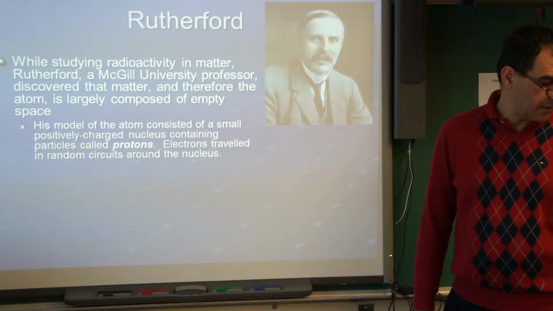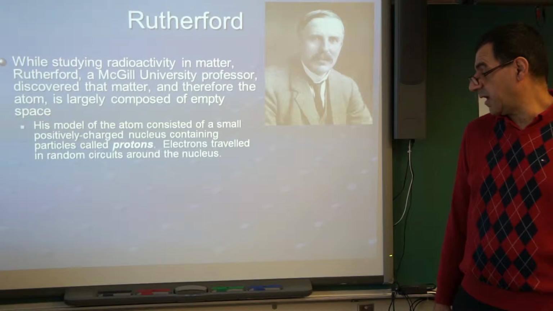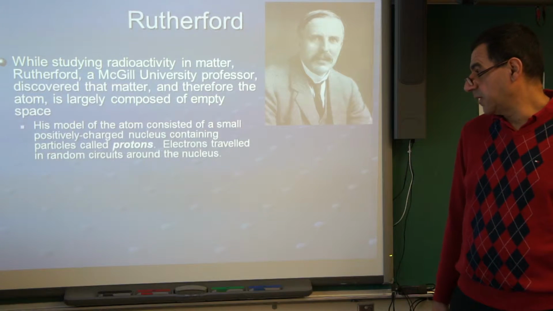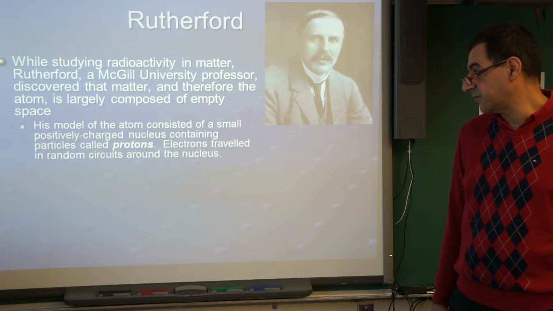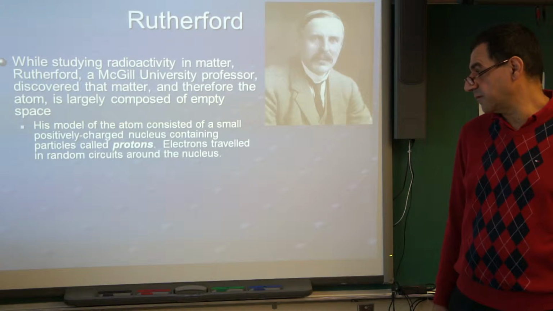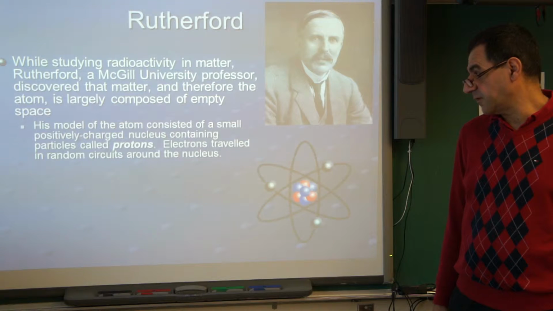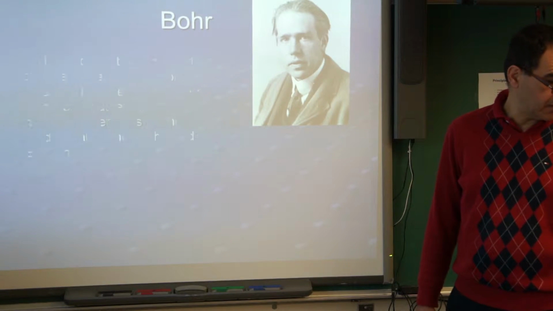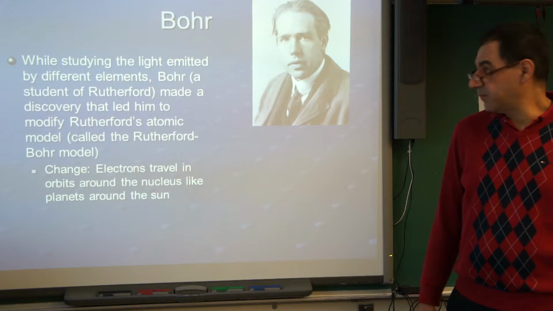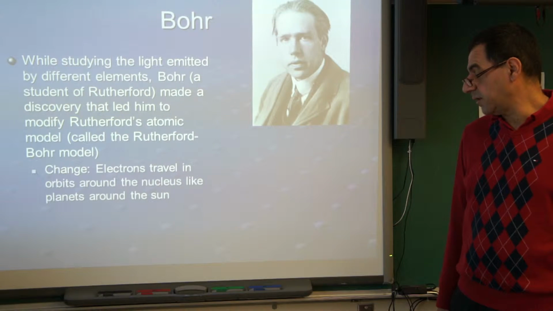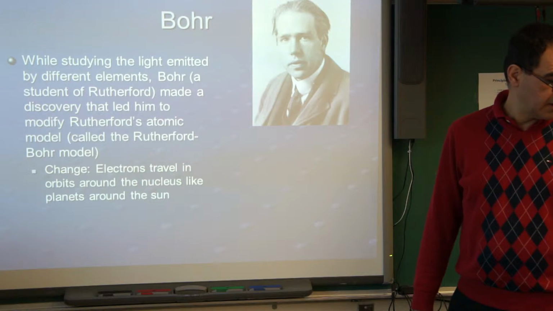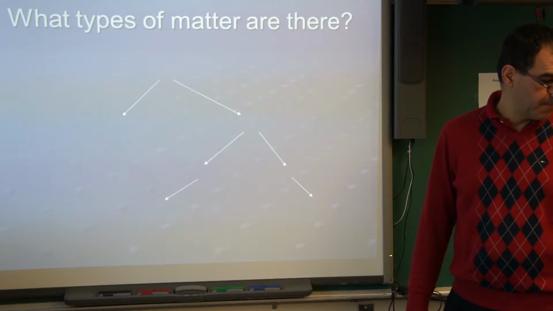Rutherford, who studied at McGill University, then took that model a little further, talking about an atom that had a small positively charged nucleus containing protons, where electrons traveled in random circuits around the nucleus. And finally, Bohr added to the model, which today is called the Bohr-Rutherford model, where electrons travel in orbits around the nucleus like planets around the sun.